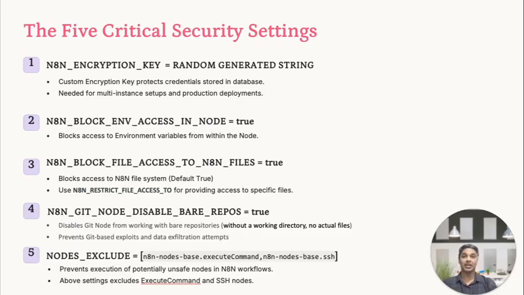The next one is N8N_BLOCK_ENV_ACCESS_IN_NODE. So make sure you set this to true. Without this, the code nodes can actually read your database passwords, API keys, and system configs. One malicious workflow and your whole system is compromised, with all your API keys, which might include database passwords.